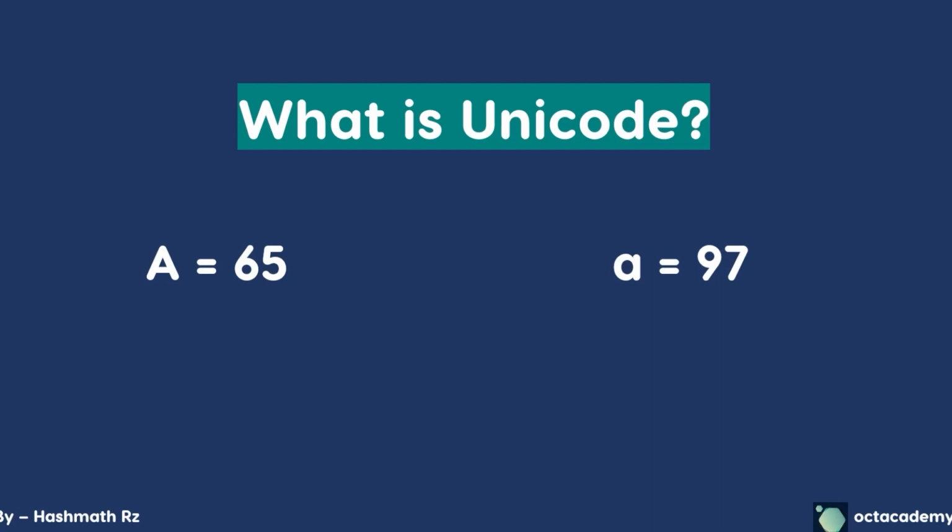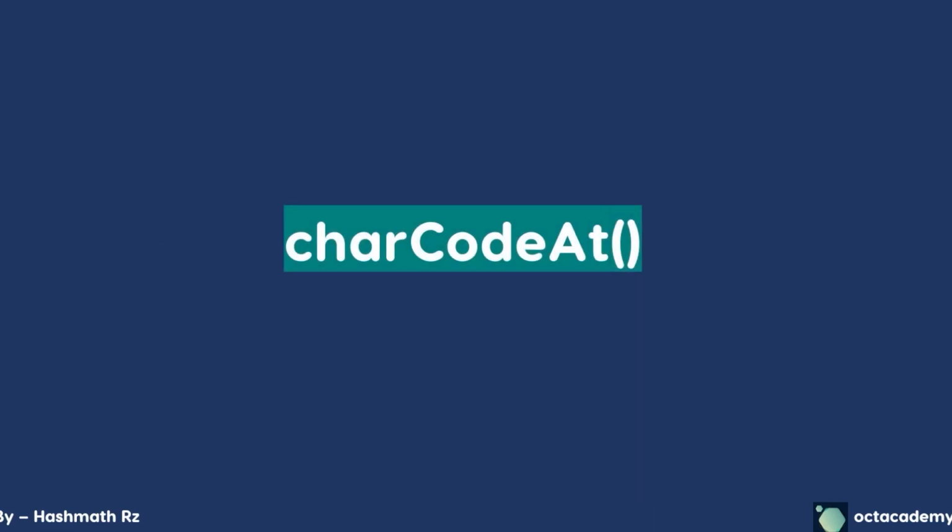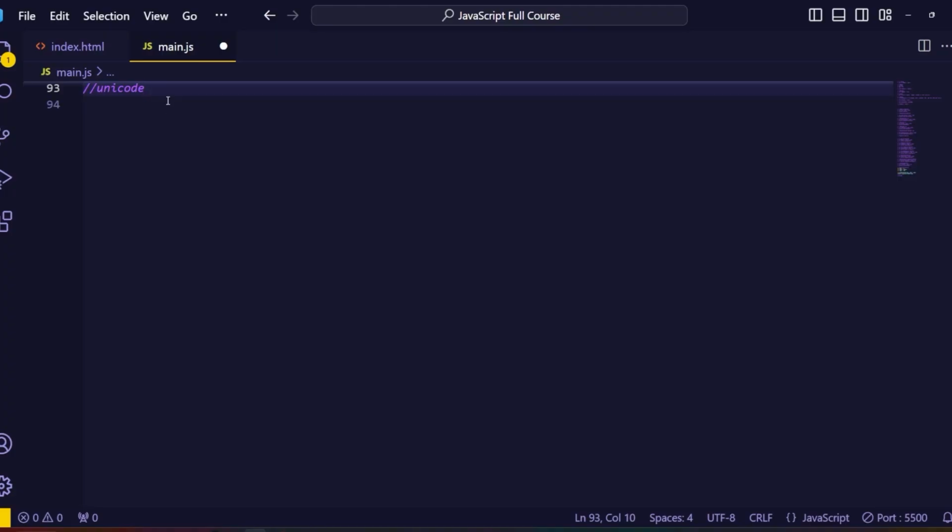So like this, each and every uppercase and lowercase letter and all of the numbers and special characters have a unique Unicode number, right? So some of you guys may wonder, how do I know the exact Unicode for the capital A and small a letters? Nothing much guys, in JavaScript we have a special method to get the Unicode of any character. The method name is charCodeAt. So let's see an example for this.